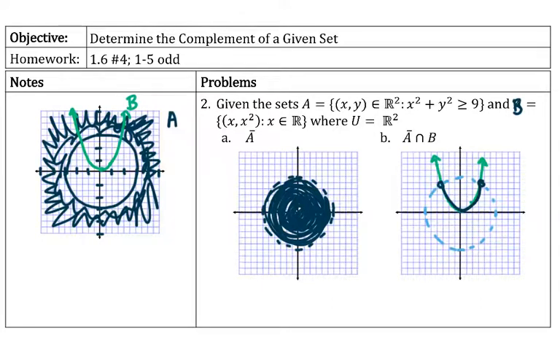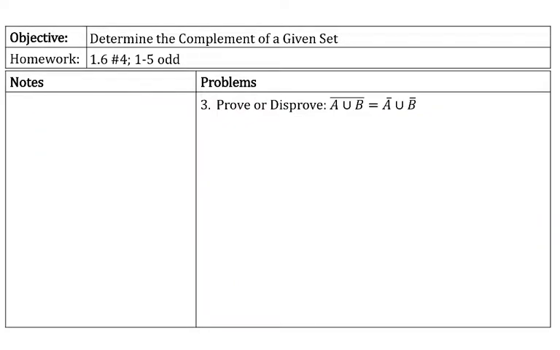All right, next we're going to look at proofs and disproofs. In this first one, it says prove or disprove that the complement of A union B is the same as the union of the two complements.